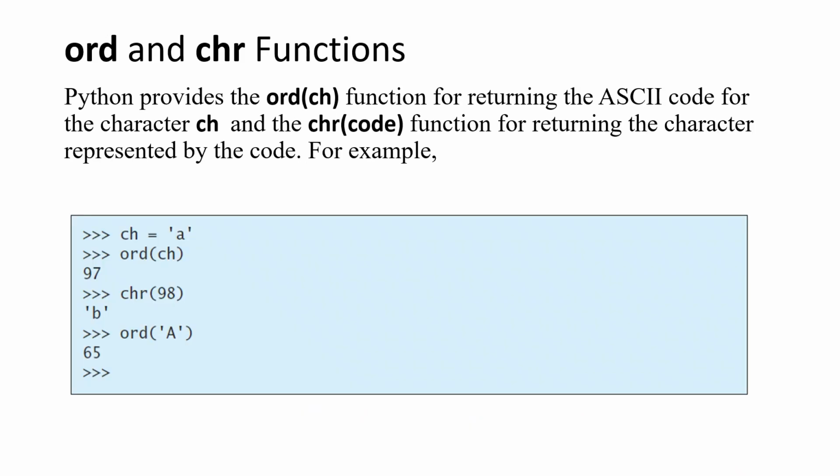ord and chr functions. Python provides the ord of ch function for returning the ASCII code for the character ch, and the chr function for returning the character represented by the code. For example, ch is equal to a, ord of ch returns the ASCII value of small a. chr of 98, this is the ASCII value, so it returns its equivalent character.